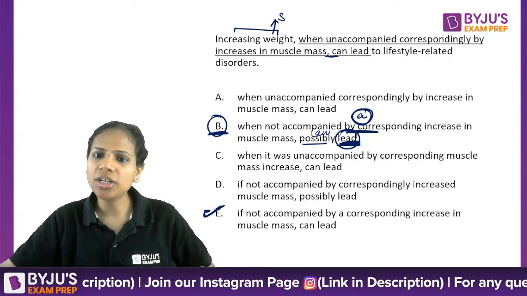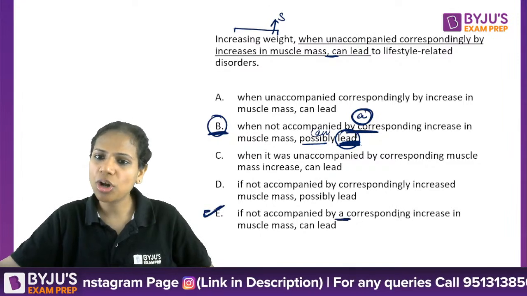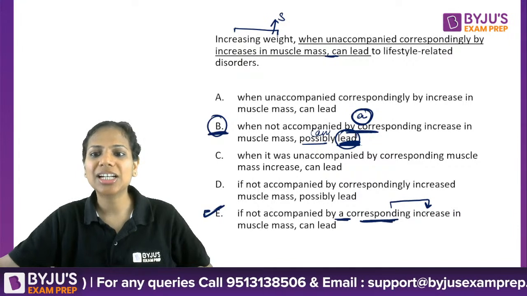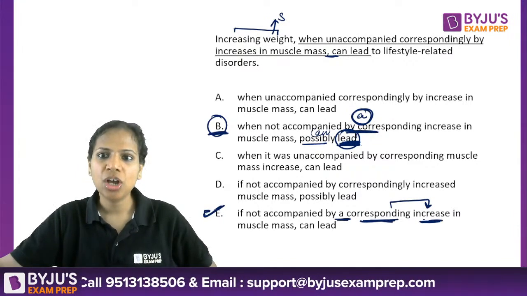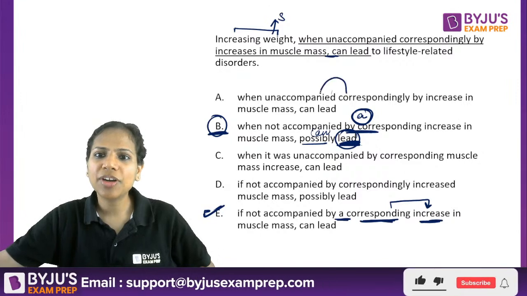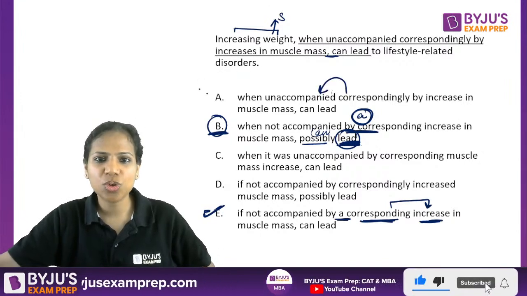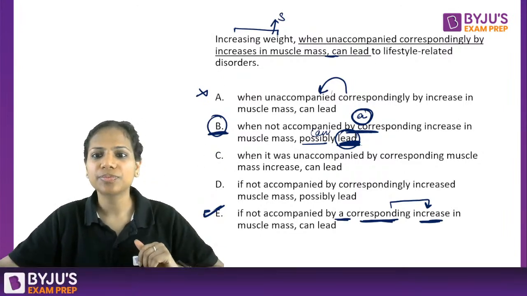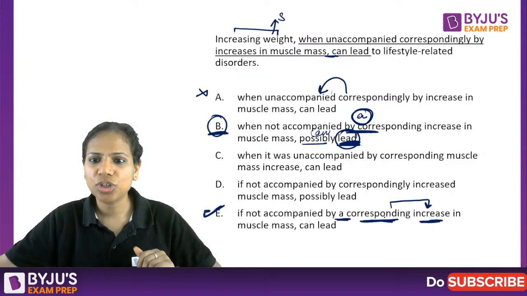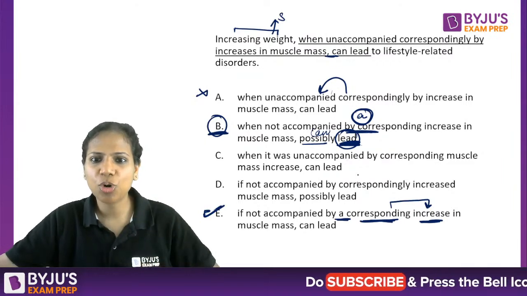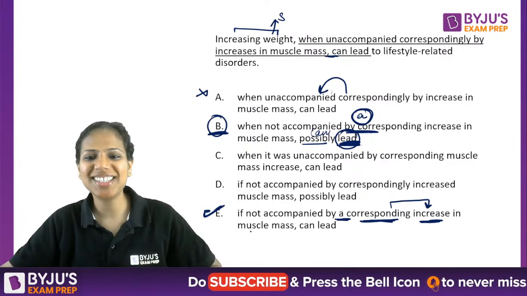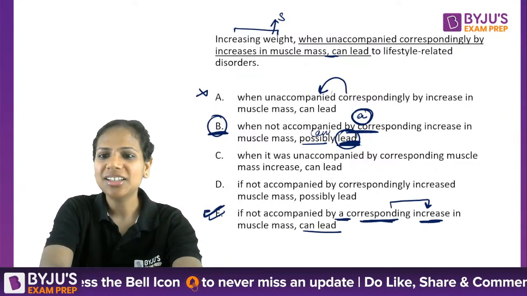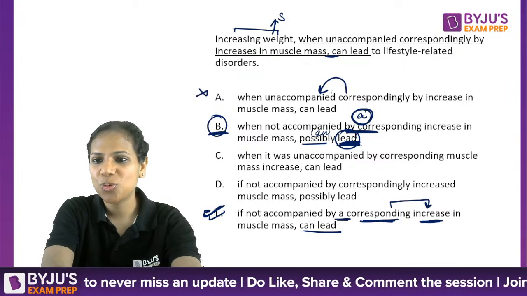Increasing weight if not accompanied by a corresponding increase. Now see, corresponding is modifying increase. It is an adjective that is modifying the noun increase here. It is not modifying unaccompanied correspondingly. So this was the original error, something that I spotted when I read the original part. And so it has to modify increase. Not correspondingly increase but a corresponding increase in muscle mass can lead. So this is fine now, no errors. E is the answer. Okay, you can answer the poll in the chat box.